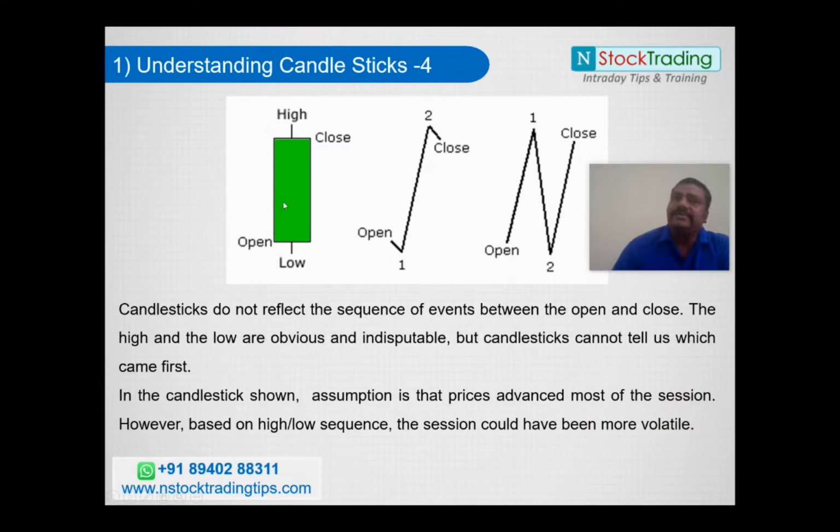We were seeing the open, the close, and the high and low, and this is an uptrend candle. What happens is that candlesticks do not reflect the sequence of events between the open and close. We really don't know what happens between open and close. From the open, the price may go to the low, then to the high, and finally close at the close price. That is one scenario. Or maybe from the open price it went to the high price, then down to the low price, and then from there to the close price. So it can be both cases.